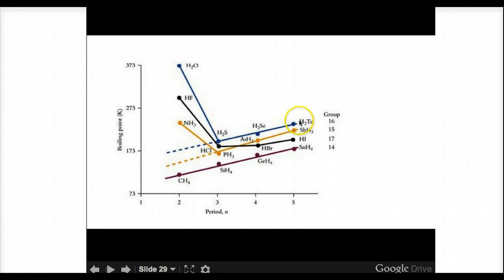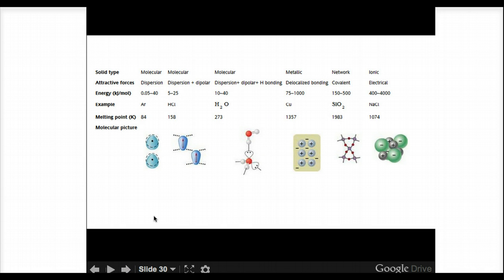So you see the ones that break the trend are the O, the F, and the N. These are the ones that have H bonding. And because H bonding is a significantly higher attractive force, the boiling point is greater. Okay, so this is almost in every textbook, and this is a very important one. So let's look at some types of solids.